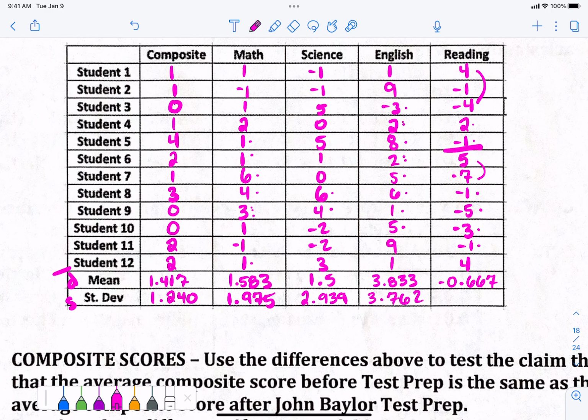4, negative 1, negative 4, 2, negative 1, 5, negative 7, negative 1, negative 5, negative 3, negative 1, and 4.